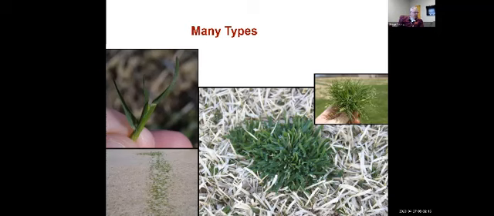Any other questions? All right, let me share with you some work that's been done on long-term suppression of fescue, so you kind of see what you're dealing with in some of these products.